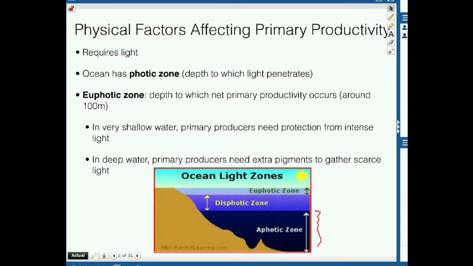So, there's that difference. The fact that you're living in water and not on some sort of terrestrial thing, you've got to talk about surviving in water. And food chains can also be a little longer in aquatic environments than they can be on land. So if you have really shallow water, your primary producers will need protection from too much light. And then in very deep water, primary producers are going to need extra pigments to try and gather some light. So, you can't have too much of a good thing, and you can't have too much light.